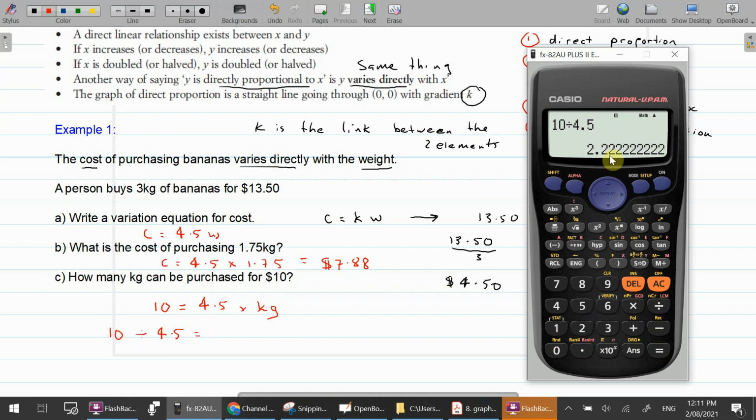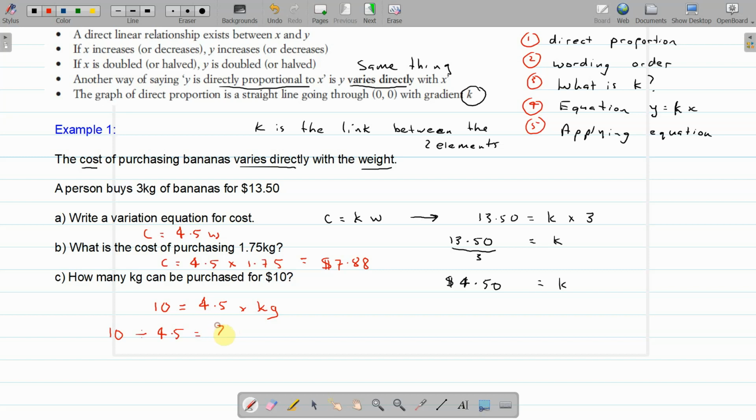2.2222, or just 2 decimal places, 2.22 kilos. So in other words, 2.22 kilos of bananas cost $10. Okay, let's go back over here. Just do this again. So we get the wording first. Cost, something, something varies directly. So that's first, that's second, that's third.